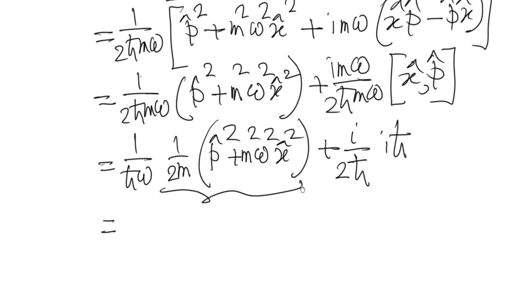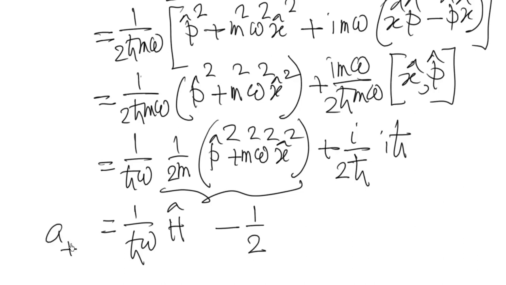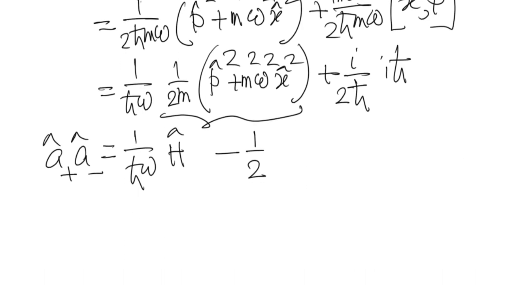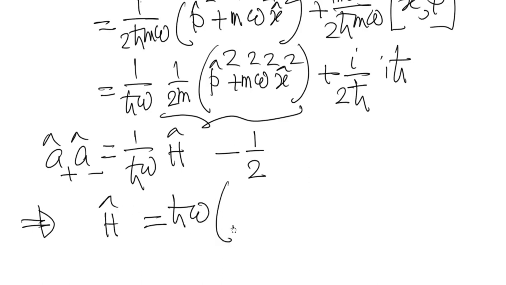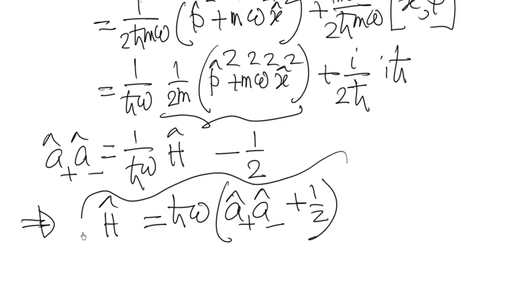Now this is the H, we know the Hamiltonian of the simple harmonic oscillator, and this is minus 1/2, and we had here a plus a minus product. So from this we can write down H is h cut omega times a plus a minus plus 1/2. So you see the Hamiltonian operator of the simple harmonic oscillator in terms of the two new operators a plus and a minus.